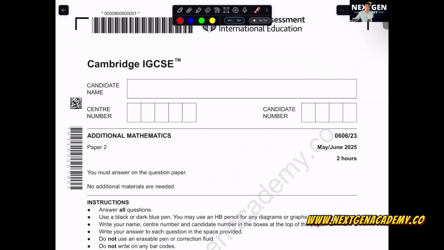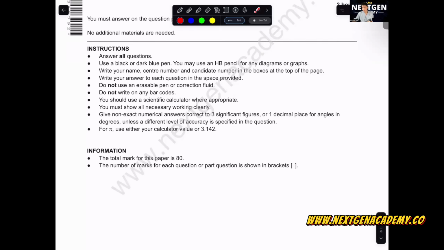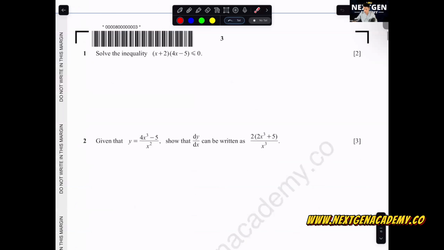Take out your calculator. Okay, number one, take out your calculator. Make sure you know what mode you're in also. If you don't know what mode you're in, just reset your entire calculator first. Press Shift 9, Shift 9 equal, so you don't store any values inside. This is a 2 hour paper. We shall jump straight to the first question.